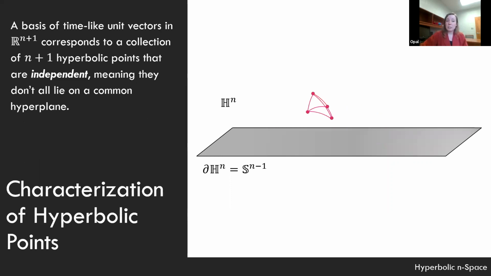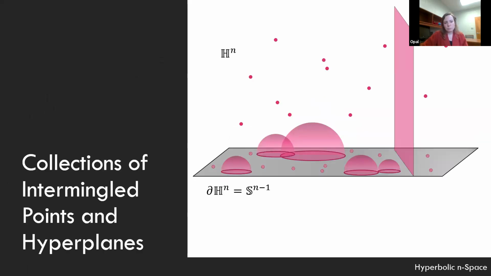So if we're looking at a basis of time-like unit vectors, then all that looks like for us is that it corresponds to a collection of, in our picture here, four hyperbolic points that are independent, meaning they don't all lie on the same common hyperplane. So for instance, in this picture, we can see that these three here lie on this hyperplane, but the fourth is not. And the same is true for all the faces that we're looking at.